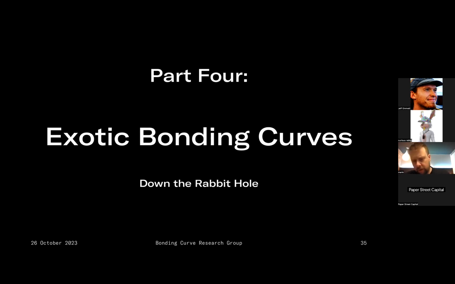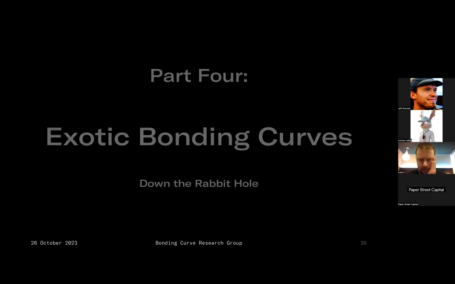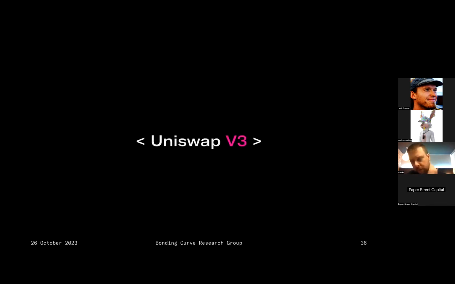I think I bit off a little bit more than I could chew in terms of the amount of material that I wanted to cover with part 4. But I like this idea that we take some of the learnings from the previous discussion and then continue on and keep adding to stuff. And so while I did want to get into things like Curve and other things, and we will do that later in this lecture, I wanted to go one step further and have a look at what you might consider to be an exotic bonding curve, which is Uniswap V3.